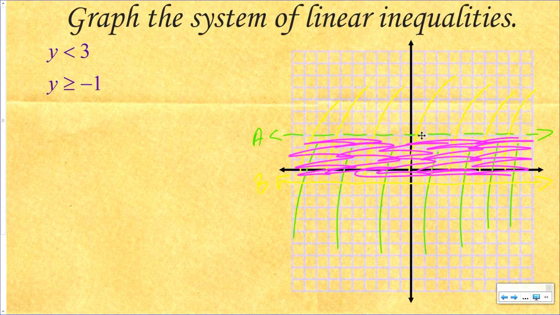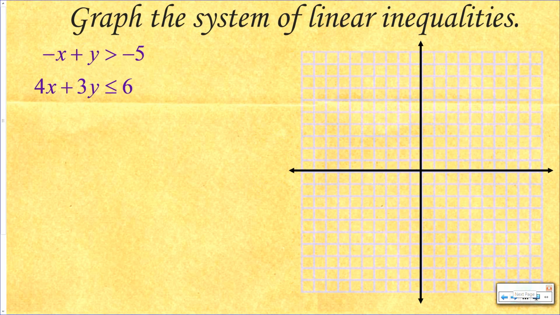People always have problems with vertical and horizontal lines for some reason. If it's y by itself, it goes through the y-axis at this point. If it would have said x, it would go through the x-axis at this point. If it's just by themselves, one variable. Okay, so try work.